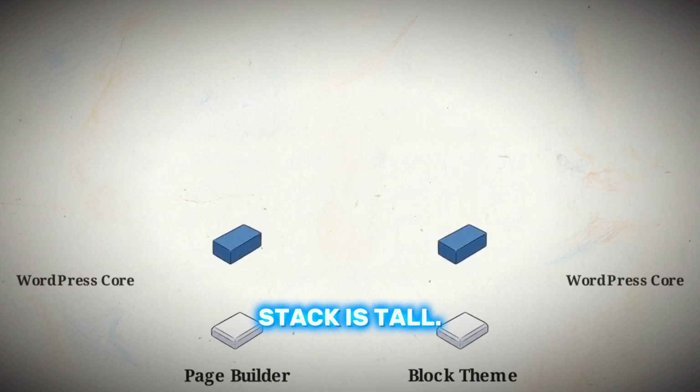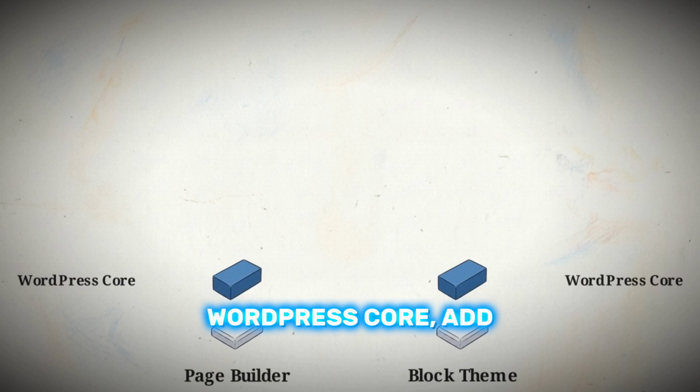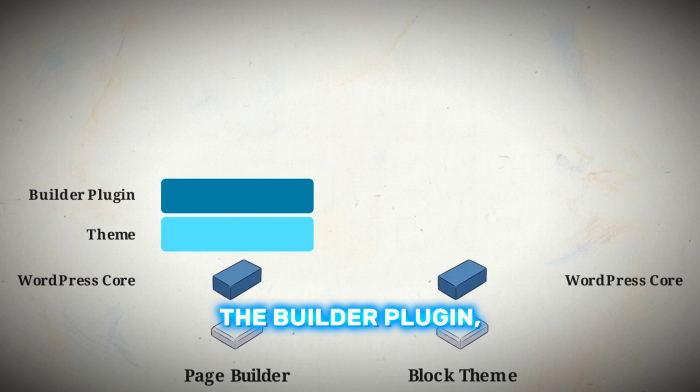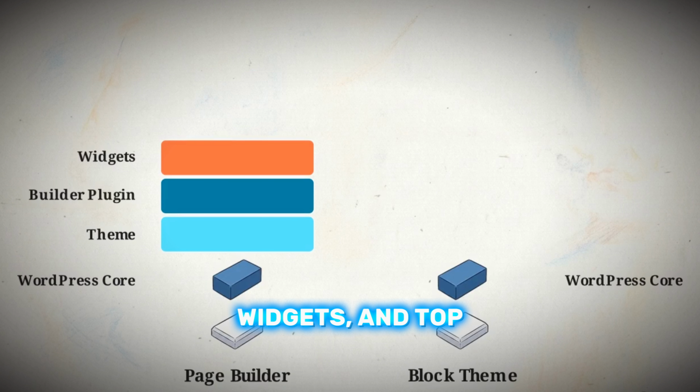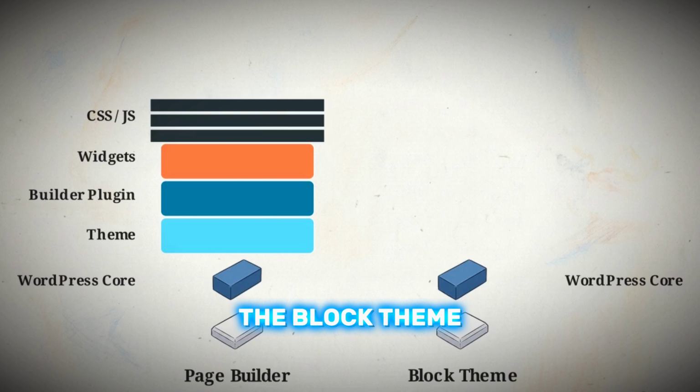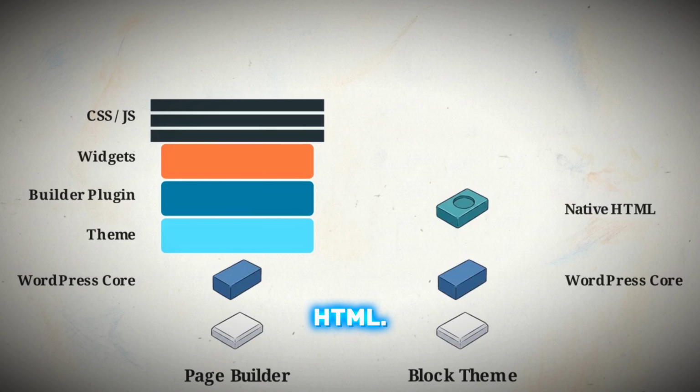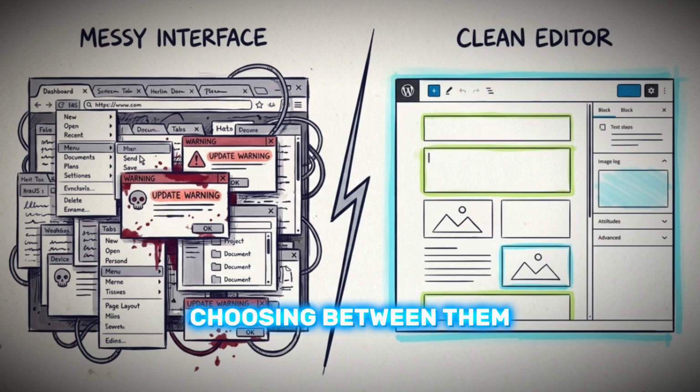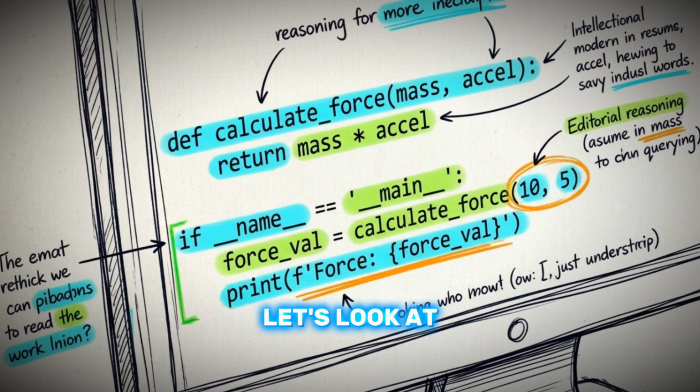The page builder stack is tall. You start with WordPress Core, add your theme, install the builder plugin, stack on proprietary widgets, and top it off with heavy CSS and JavaScript loads. The block theme takes a direct path. It moves straight from WordPress Core into native block HTML. 2 steps. Choosing between them is a decision between a workflow based on third-party tools and one built on the core WordPress architecture. Let's look at the actual code these stacks output.